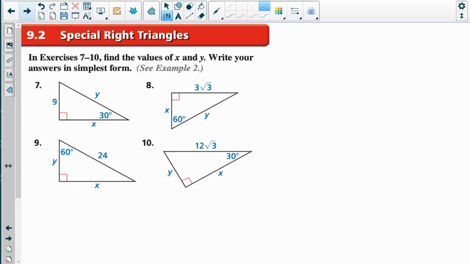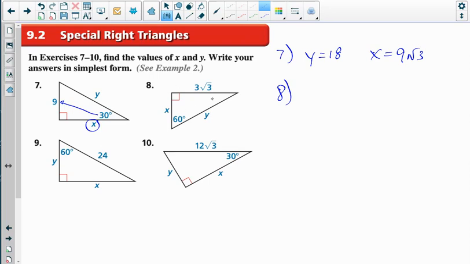In this next set, we focus again on 30, 60, 90 triangles. So 30 is opposite the short side. The short side is half the hypotenuse. So we can say for number 7, y is 18. And the long side, x, is root 3 times the short side. So x is 9 root 3. You see that what we're trying to do here is the rapid math from using the rules.